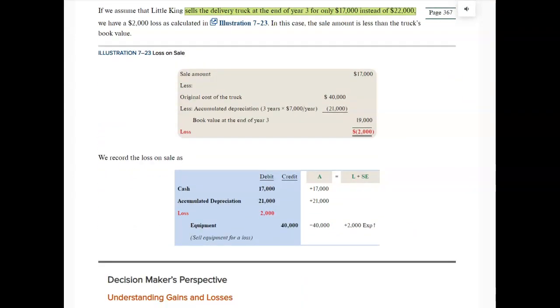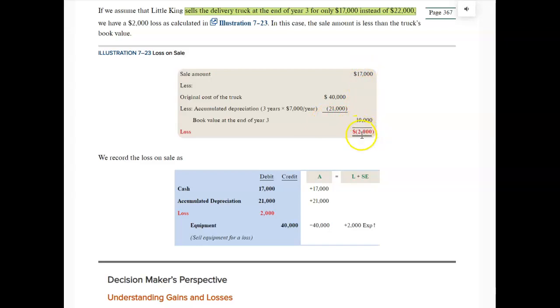Let's change the selling price. Let's say we sell it for $17,000 instead of $22,000. Sales price $17,000. This part doesn't change. Same book value. We bought it at $40,000. We had 3 years depreciation, $21,000. Book value still $19,000. We sold it for $17,000, so we have a loss of $2,000.